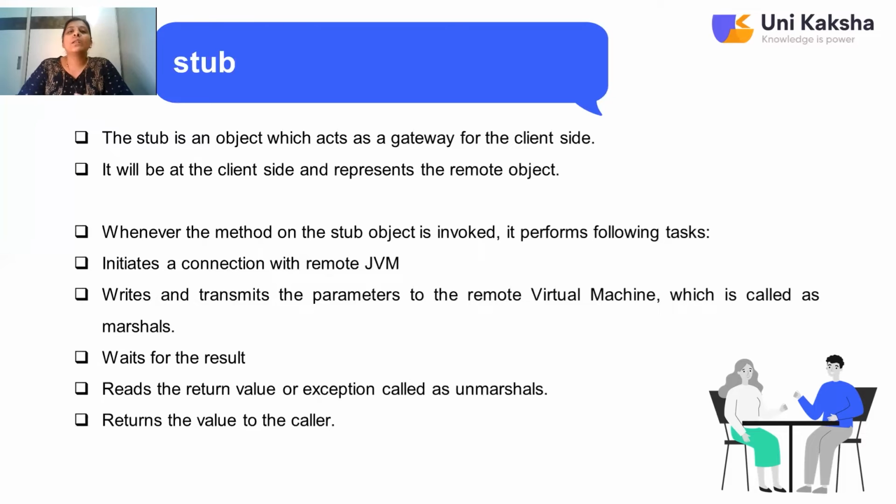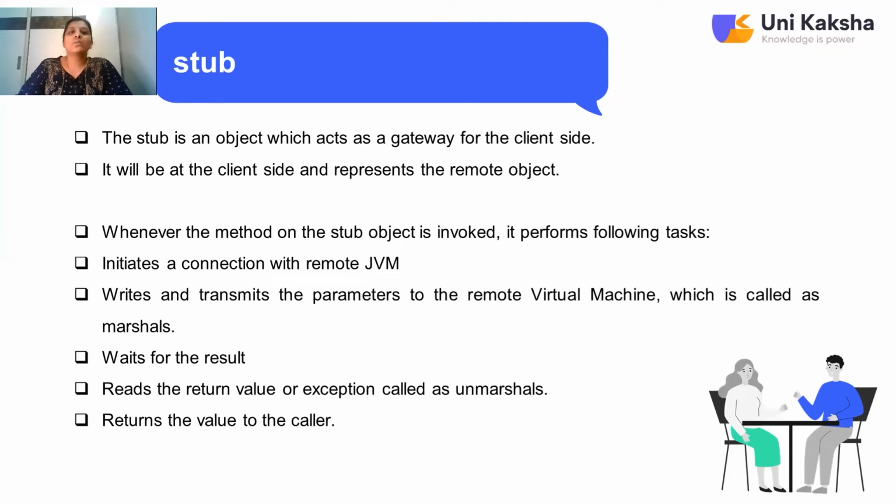Then second, it will write and transmit the parameters to the remote virtual machine, that is the remote JVM, which is considered as a marshal. The entire operation is called a marshal operation. Then it will wait for the result, it will read and return the values or exceptions. This procedure is considered as an unmarshal.